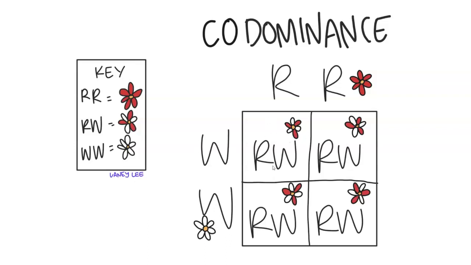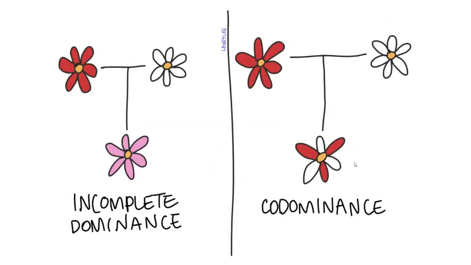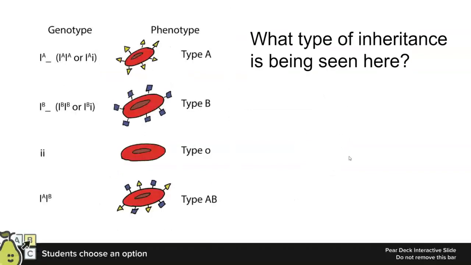Now, if I took this flower and bred it, I had a 25% chance of getting a red flower from this offspring, a 25% chance of getting a white flower from this offspring, and a 50% chance of also getting a red and white flower. So let's look at some of these things. Incomplete dominance is where we have blending. Codominance is where both traits are expressed equally.